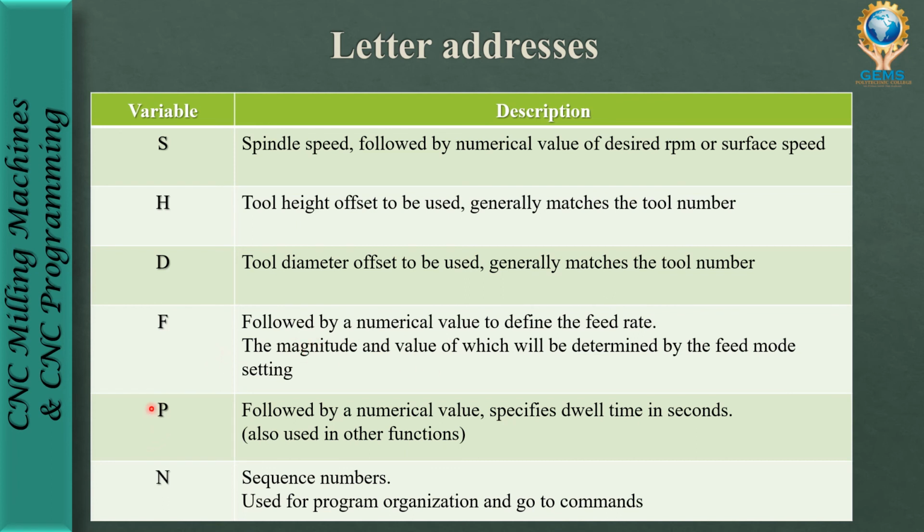And if you mention capital P followed by a numerical value, it represents the dwell time, how much time we need for a temporary dwell. And N represents the sequence number. Sequence number means the line number or the program line number. It is used to identify which line, if you want to identify any errors or if you want to quote some points to the operators, this N line number is used to identify easily.